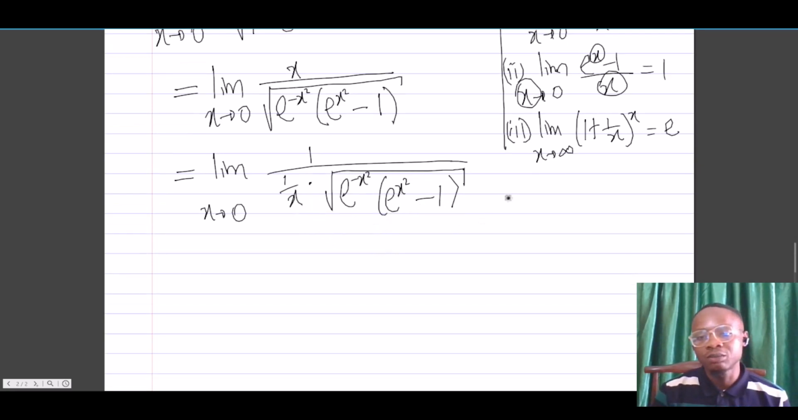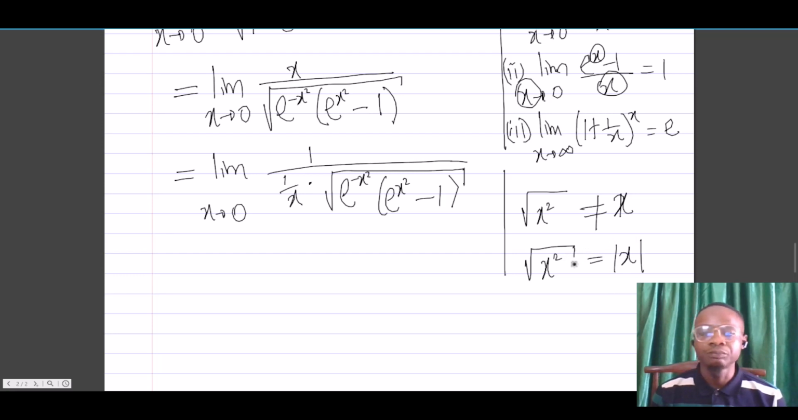But don't forget something that we've pointed out severally, that the square root of x squared is not equal to x. Rather, the square root of x squared is equal to the modulus of x. So we need to bear that in mind as we attempt to bring this into the square root symbol. All right.